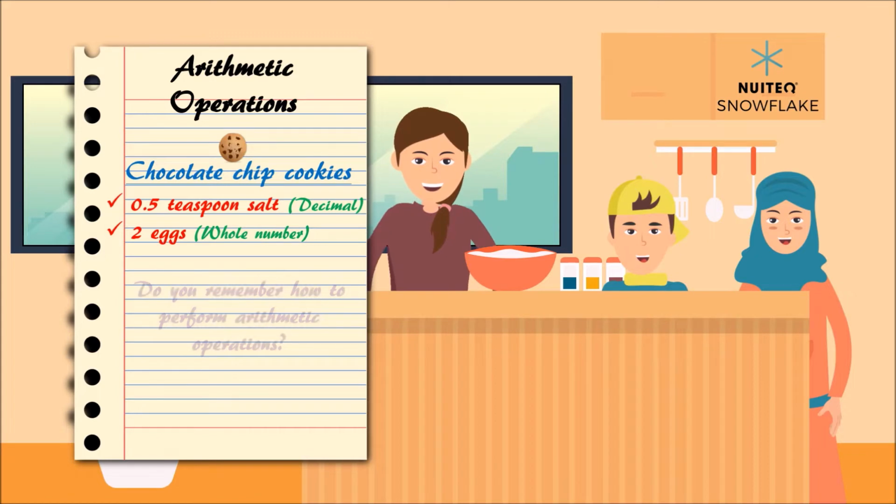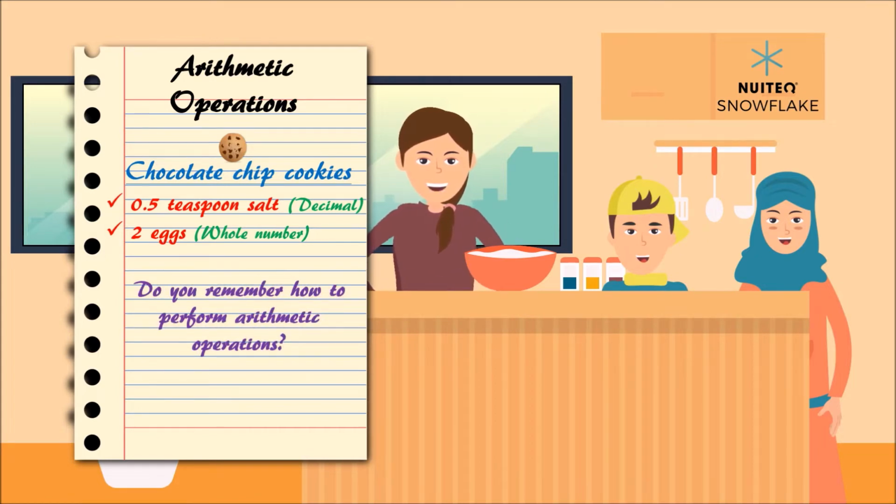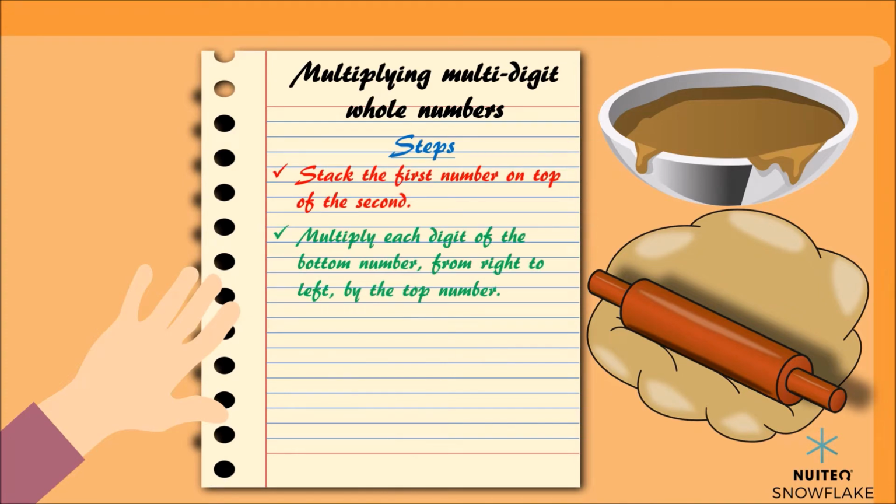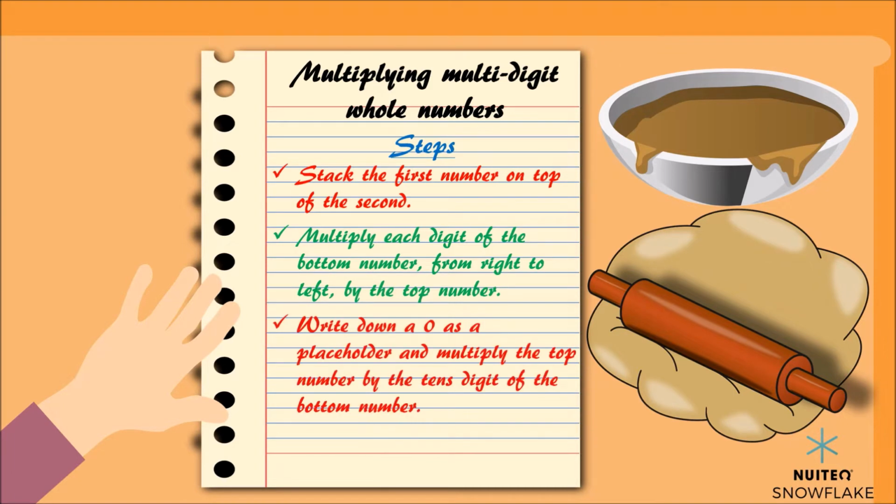Do you remember how to perform arithmetic operations? Like multiplication of large numbers? To multiply large numbers, stack the first number on top of the second. Then multiply each digit of the bottom number, from right to left, by the top number. Then write down a 0 as a placeholder and multiply the top number by the tens digit of the bottom number. Continue the process, adding placeholders and multiplying the top number by the next digit in the bottom number.